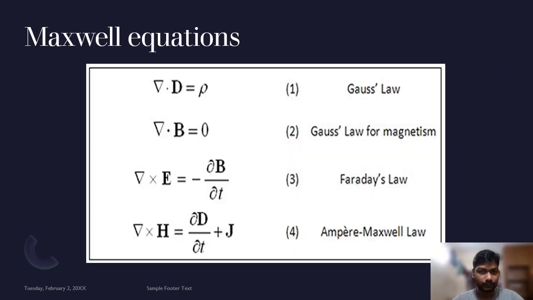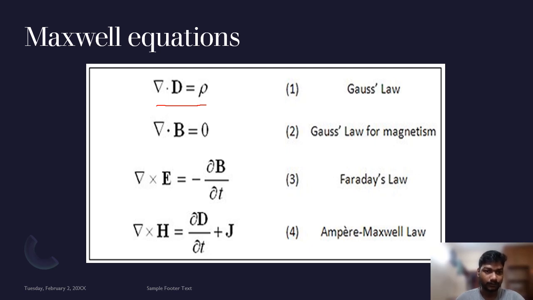In electromagnetic optics, Maxwell's equations give a complete description. So, what are Maxwell's equations? Maxwell proposed four equations. The first equation you can see is del dot D equal to rho. This is the differential form of the equation.